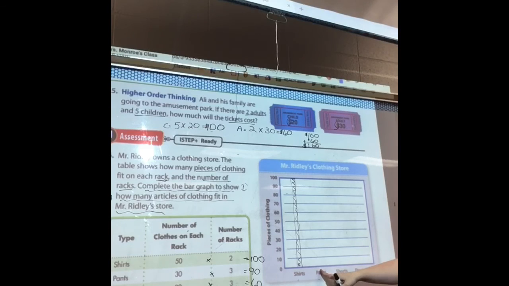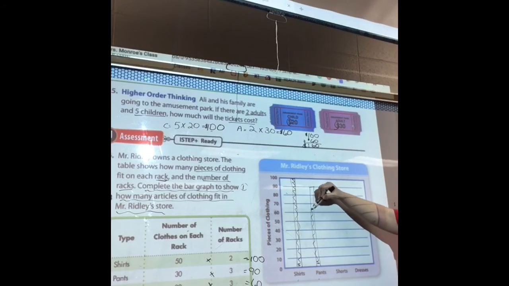Right? And so then how many for pants? Where am I going for pants? 90. Oh, yeah. So here's 90. I gotta go all the way up there. Then shorts. Hayden? 60. Yep, so here's my 60. Oh, there's the 60. And dresses. 80. Okay, 80. So here's 80.